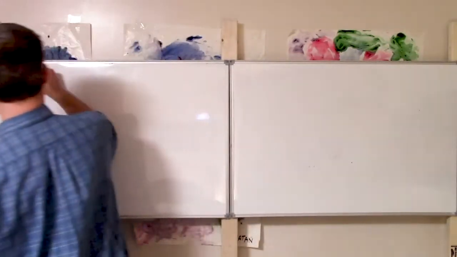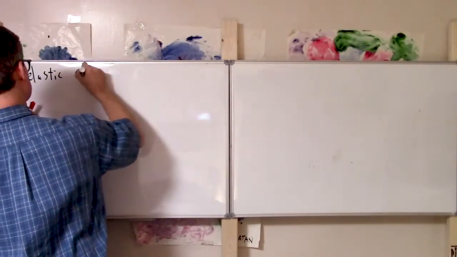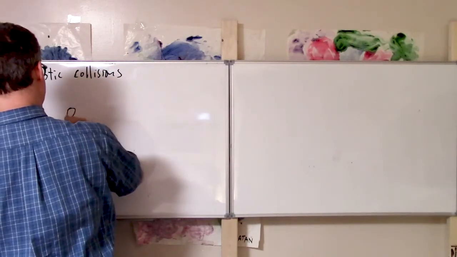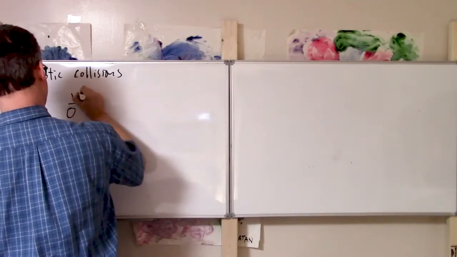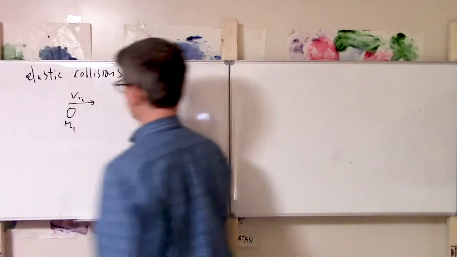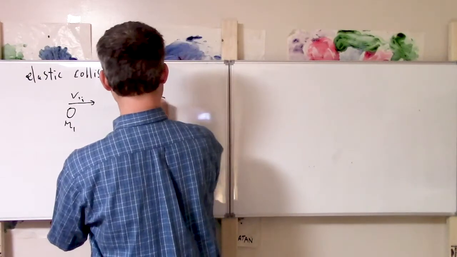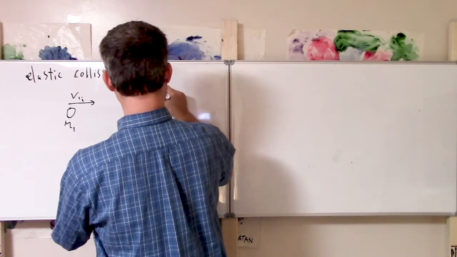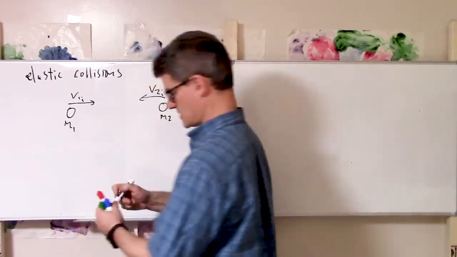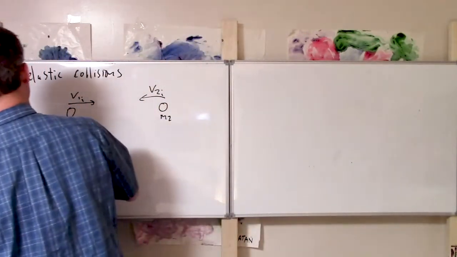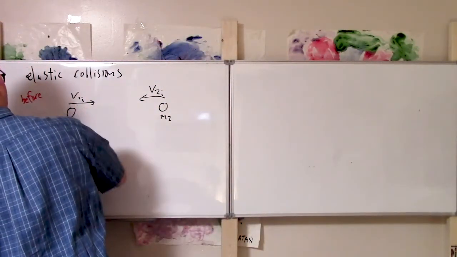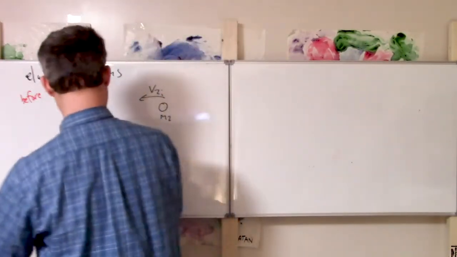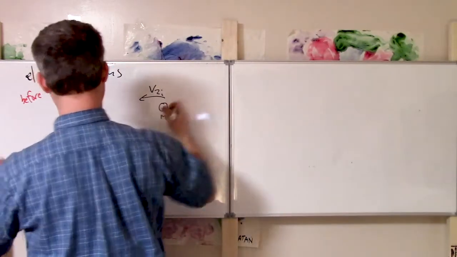elastic collisions. Okay, here's a case where we have M1, V1 initial, head-on collision with V2 initial and M2. Okay, so that's before. And then after, they collide and they go the other way.